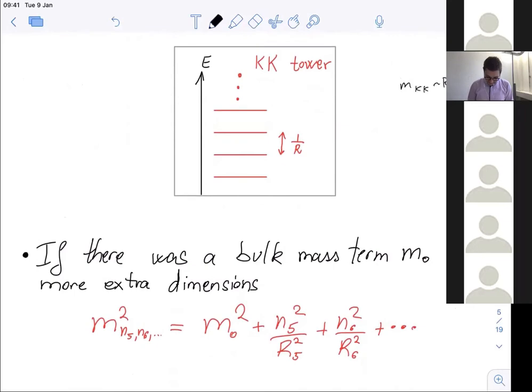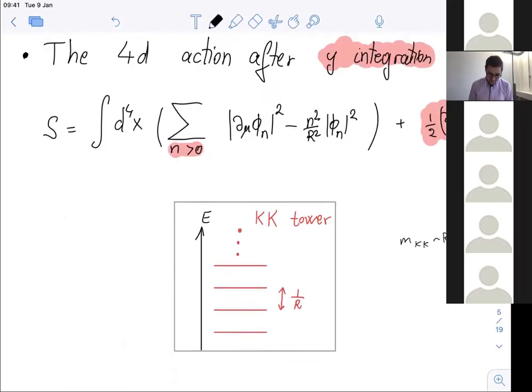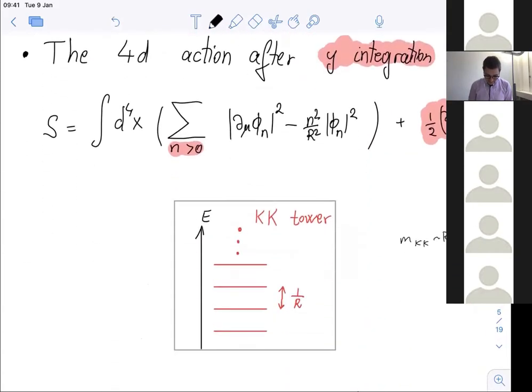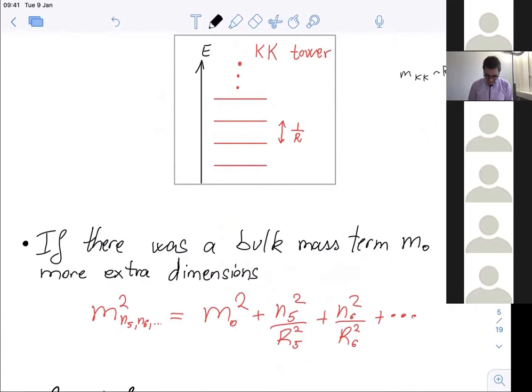If there are more extra dimensions, or if there is a bulk mass term, meaning that over here there was a term minus m0 square over 2 phi square, the mass term for the 5D field, then the formula would simply be m0 square plus, for each dimension, these modes.